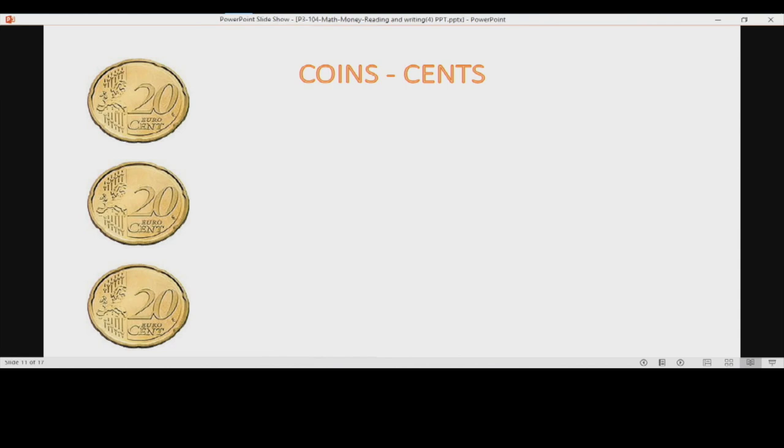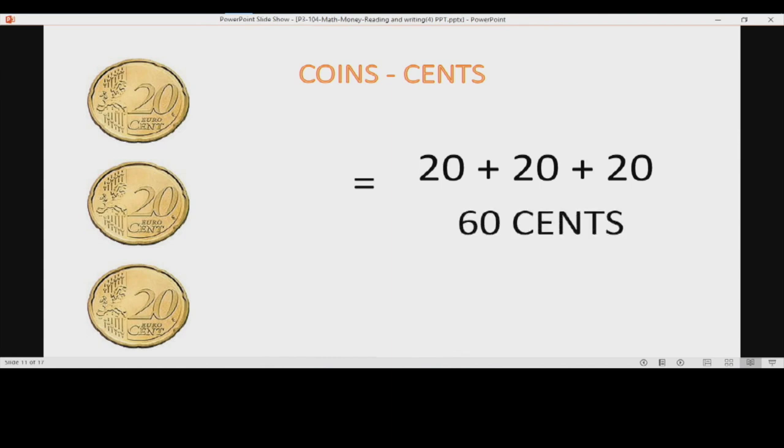How many cents can you see now? 20. Really? Three. What are they all worth together? 3 times 20? 60. 60 what? $3. 60 cents, not dollars. Dollars are the banknotes or the bills. These are cents. 20 plus 20 plus 20 equals how many cents? 60 cents. Well done, guys. Be careful not to confuse dollars with cents.